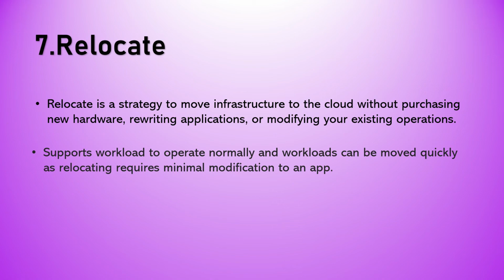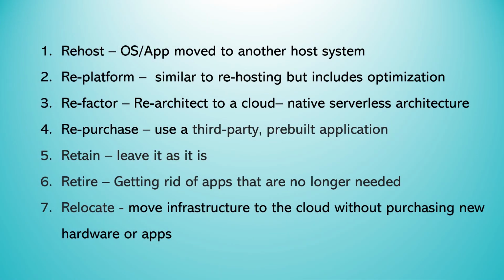Now let's discuss the summary of the 7R strategy. So basically, we discussed rehosting, in which the operating system or the app is moved to another host system. Replatform is similar to rehosting but includes optimization. Refactor is re-architecting to a cloud-native serverless architecture, and repurchase is using a third-party pre-built application. Retain is leaving the application as it is, that is, it could be on-premise or it could be in another cloud environment. Retiring is getting rid of the apps that are no longer needed. Relocating is moving the infrastructure to the cloud without purchasing new hardware or any other applications.